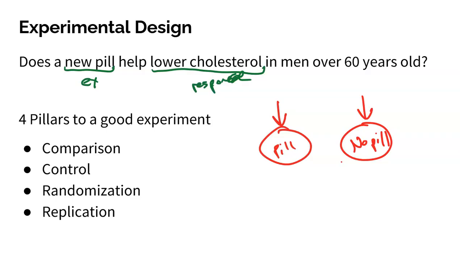Now, what do we mean when we say randomization? Well, this is where we say, all right, listen, if I've got 100 men over the age of 60, how do I determine who gets the pill and how do I determine who gets no pill? Well, that has to be done randomly. So 50 men are going to get the pill, 50 men are not going to get the pill. Now, this is a question that's very common on the AP test. Just how will you do the random assignment?